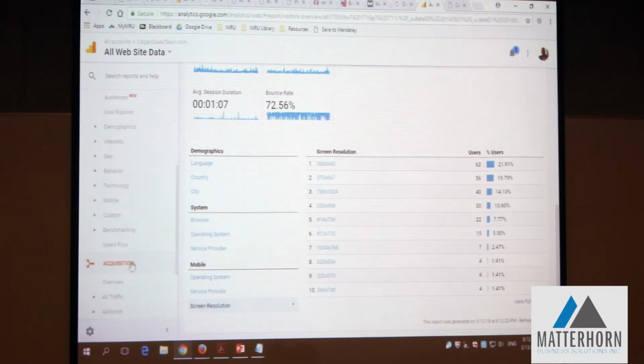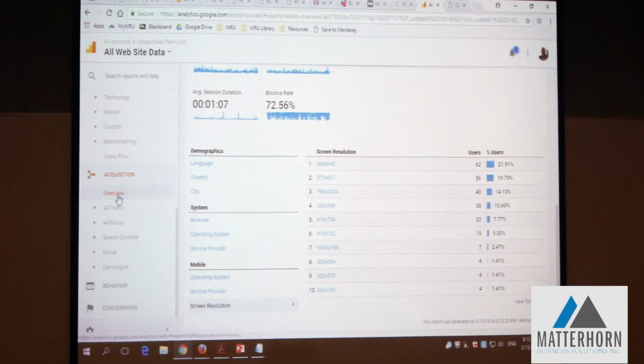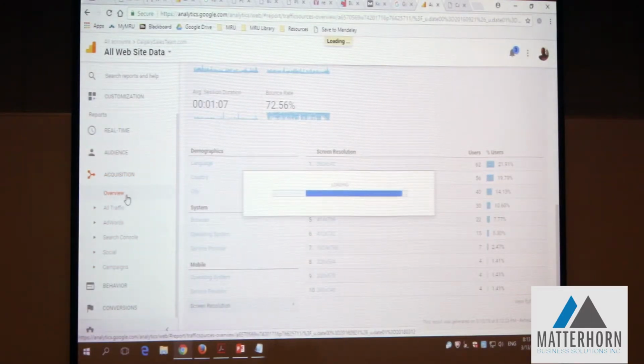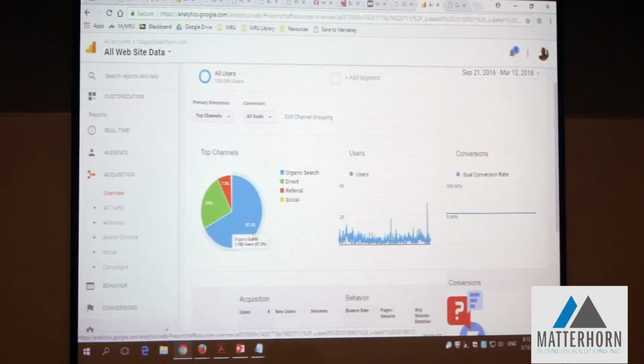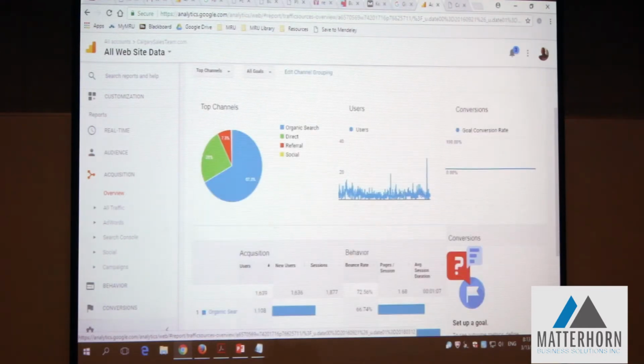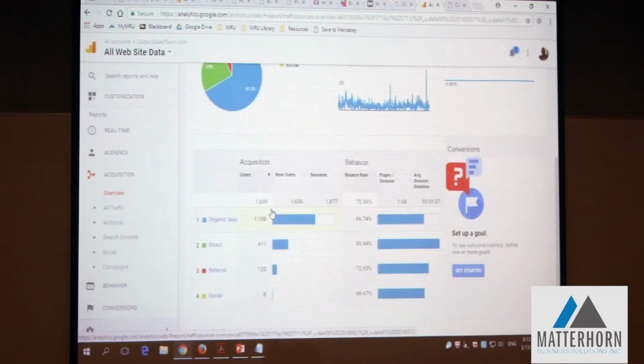But acquisition is important. So overview. Organic search is 67% of the traffic. Direct is 25%. So that's people typing in the address itself, which I'm surprised it's that many. Referral is 7.3%, so that's coming from other websites. So this site relies mostly on organic, then direct, and then referral.